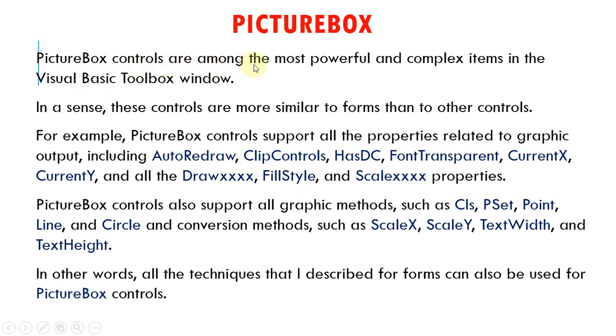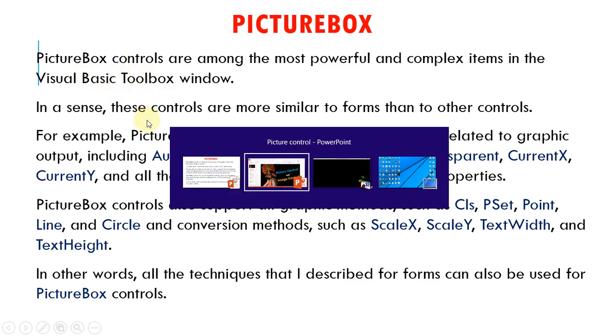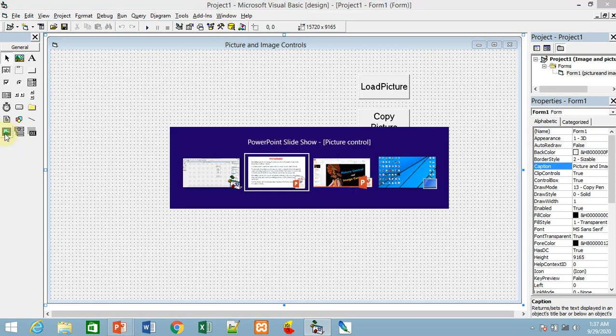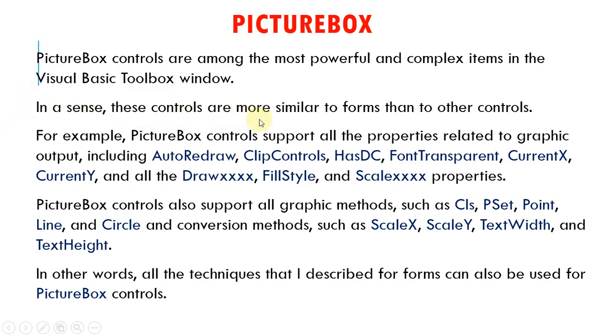Picture box controls are among the most powerful and complex items in the Visual Basic toolbox window. On the left, the toolbox is displayed, and in that toolbox you can see the picture box control. Similarly, another control is the image control. Here the controls are more similar to forms than to other controls like label, text boxes, list boxes. Similarly, you are going to place this particular picture box.